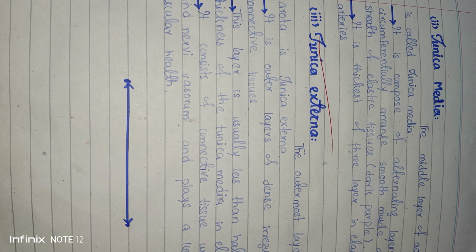So this layer is usually less than half of the thickness of tunica media. So the thickest layer is the tunica media, and tunica externa is half of the tunica media layer. So the thickest is tunica media, then tunica externa, and at the last is tunica intima. So it consists of connective tissues with the vasa vasorum and nervi vasorum, and plays an important role in vascular health. So these are all the layers of the aorta, and I have also described them to you with the help of a diagram.